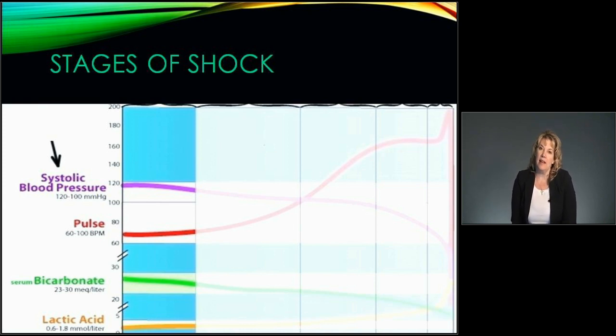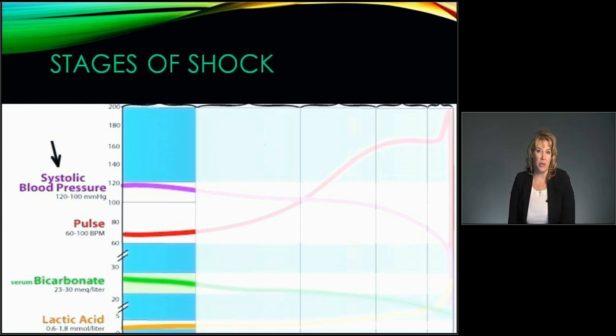Looking at this diagram on your screen, our systolic blood pressure is still going to be relatively normal. It's not until we're farther into the initial stages of shock that we may see that systolic pressure start to decrease. As our blood pressure decreases, our body will try to compensate and increase the heart rate. So it's not until the very end of the initial stages that we'll start to see the pulse creep up. The bicarb is not going to drop dramatically, but it is going to slowly decrease.